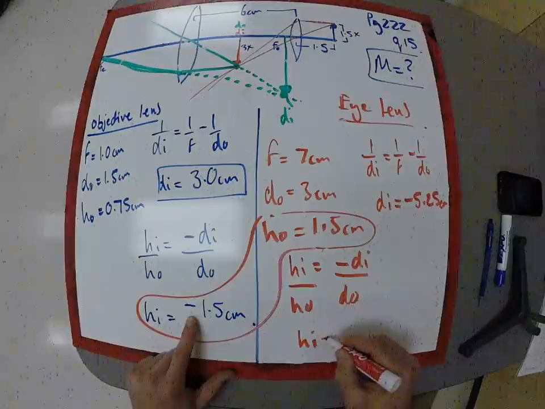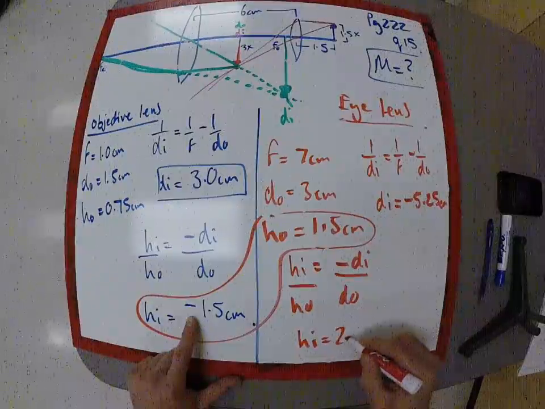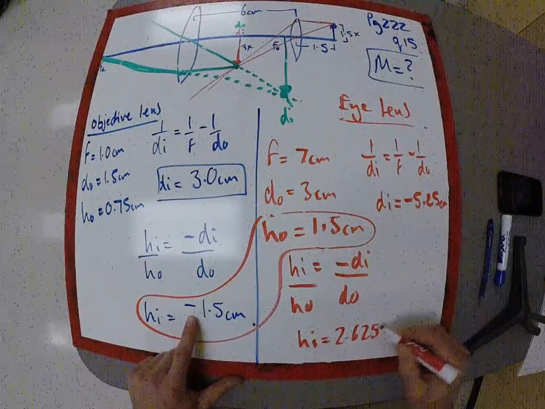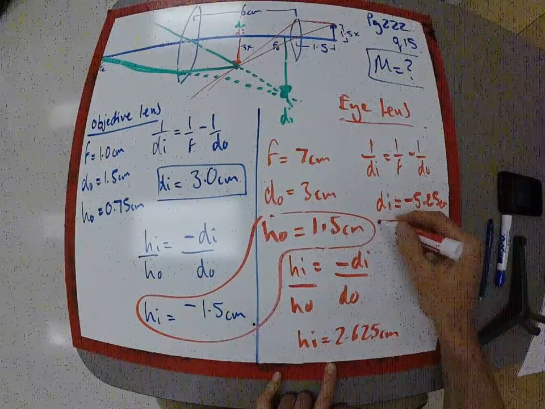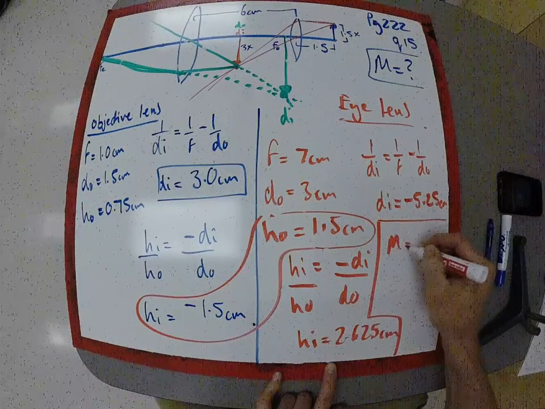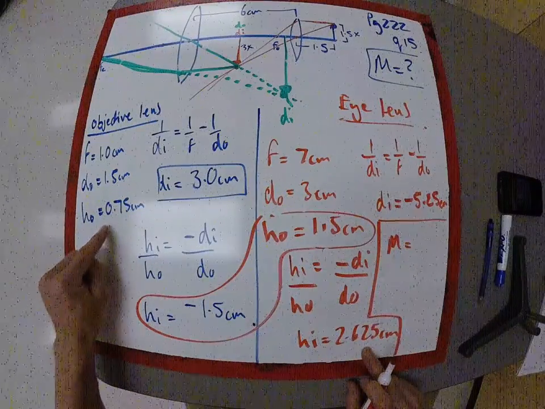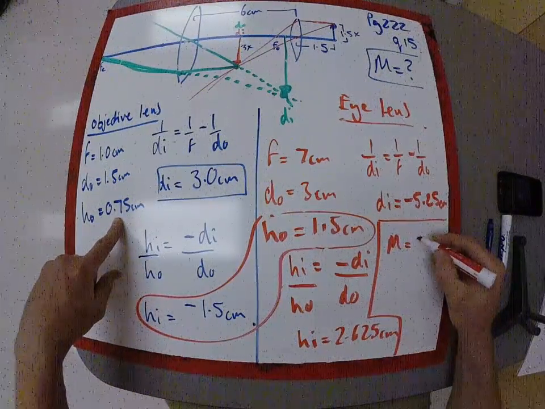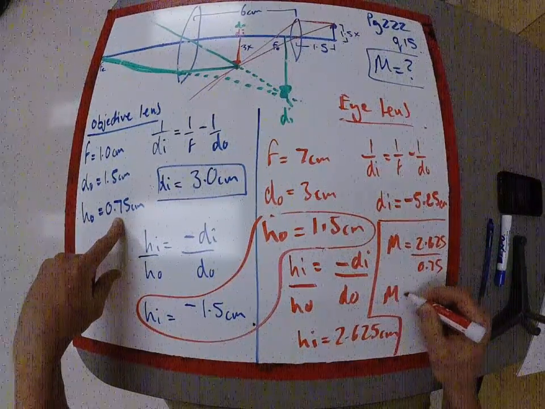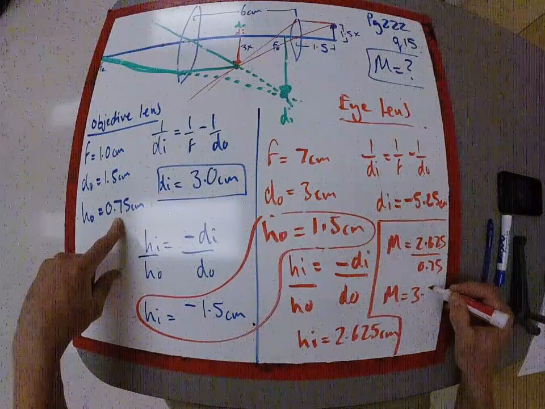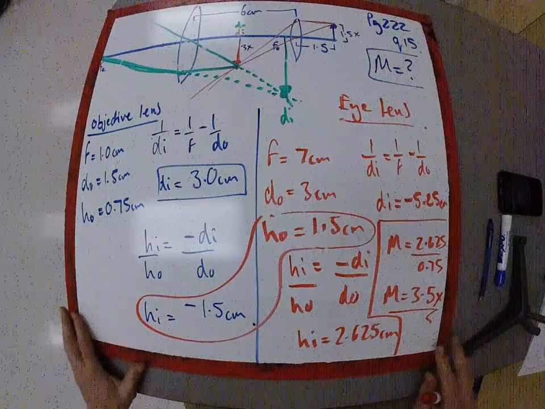Obviously we're then going to solve for HI, and your height of the image, you should get 2.625 centimeters, and now it's just a case of comparing. So let's make some clear space here. The magnification is a ratio between this and the height of the object initially, which was 0.75. So my ratio is 2.625 over 0.75. It's going to give me a magnification of 3.5. There's my answer.